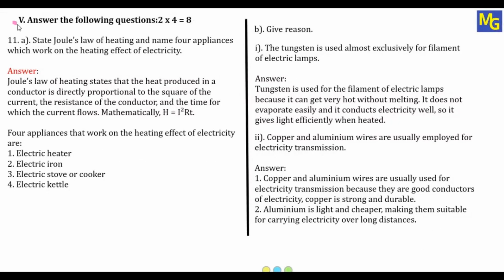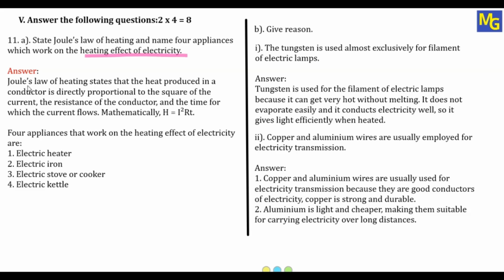Now we'll start with section 5. Answer the following questions, and this section carries 8 marks. So we will start with question number 11, which has options A and B. So we'll start with A. State Joule's law of heating and name 4 appliances which work on heating effect of electricity.